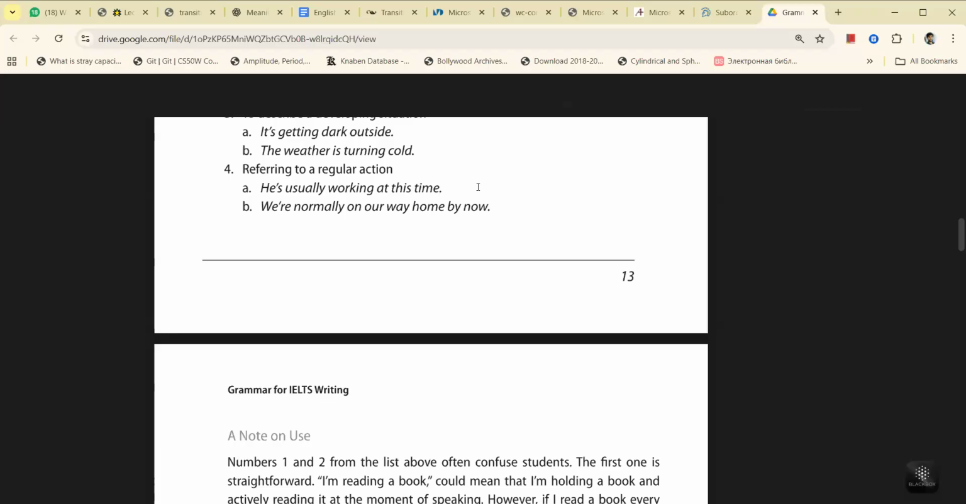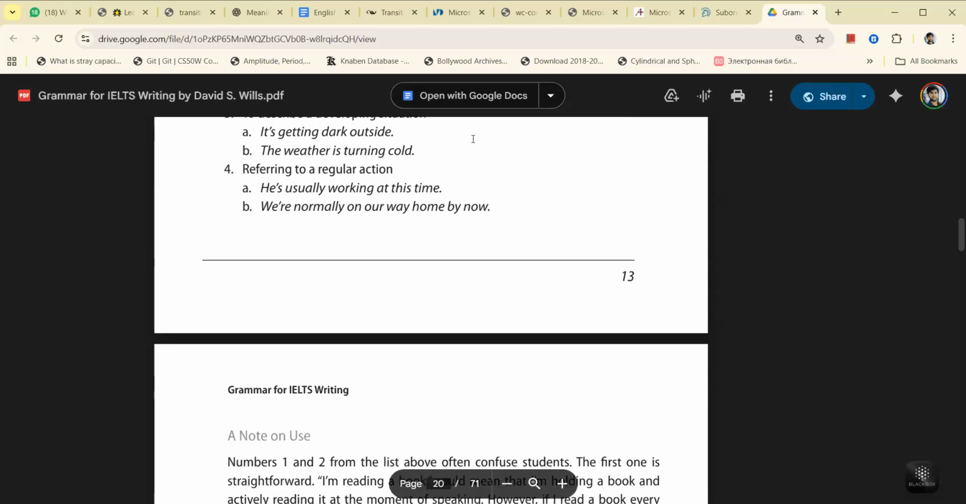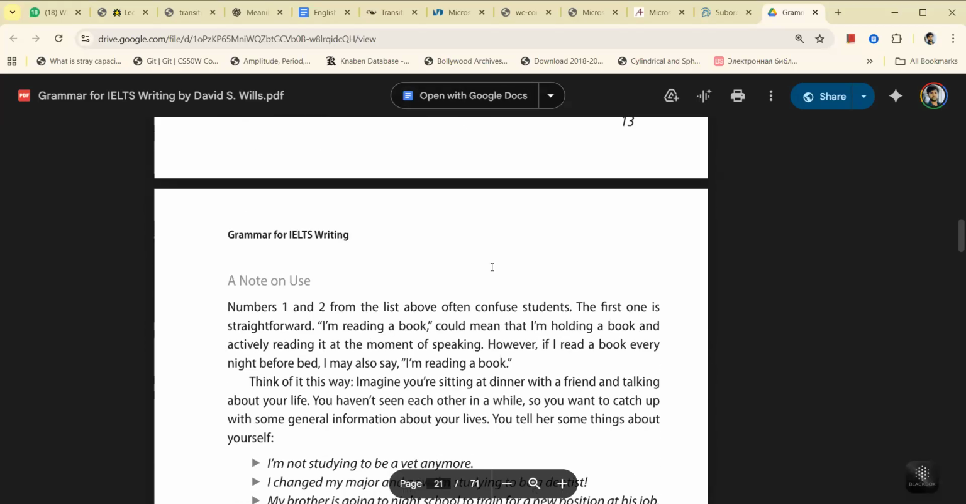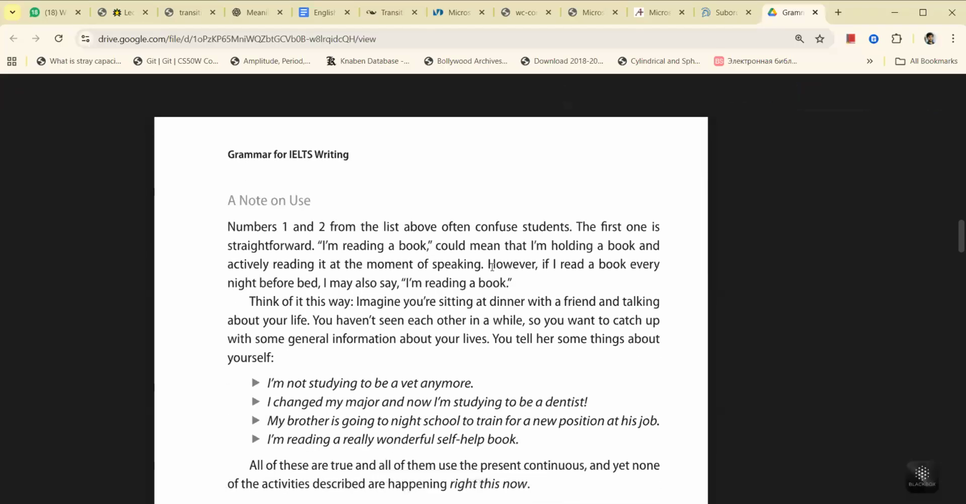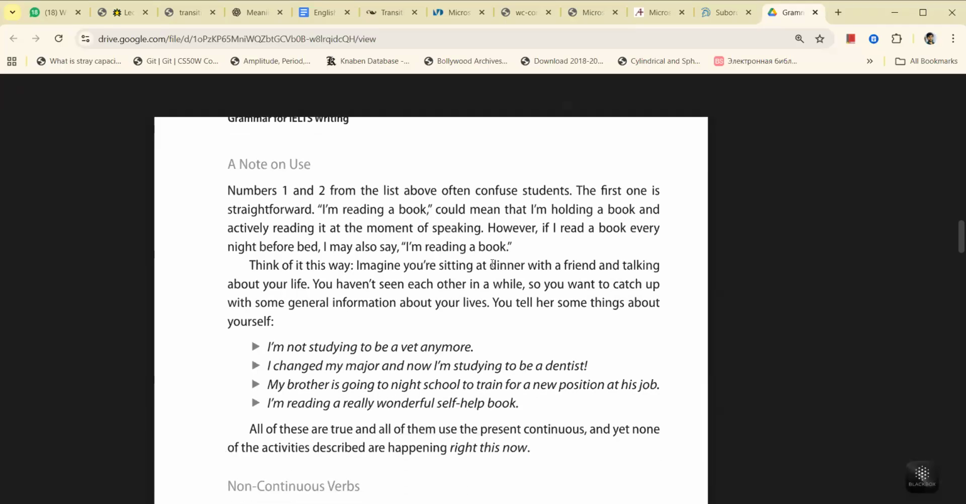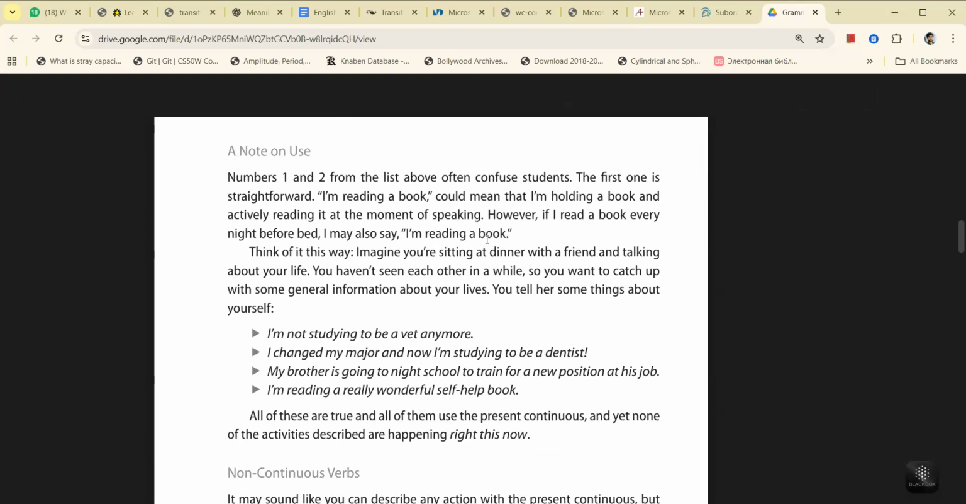Referring to regular actions: we are usually working at this time. We are normally on our way home by now. A note on use: number one and two from the list above confuse students. The first one is straightforward. I'm reading a book could mean that I'm holding a book and actively reading at the moment of speaking. However, if I read the book every night before bed, I may also say I'm reading a book.